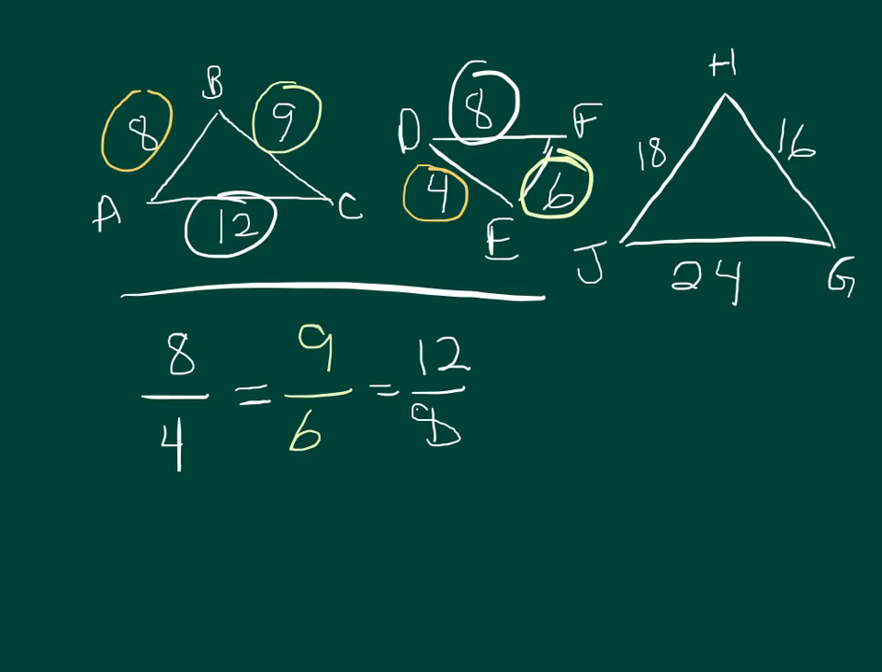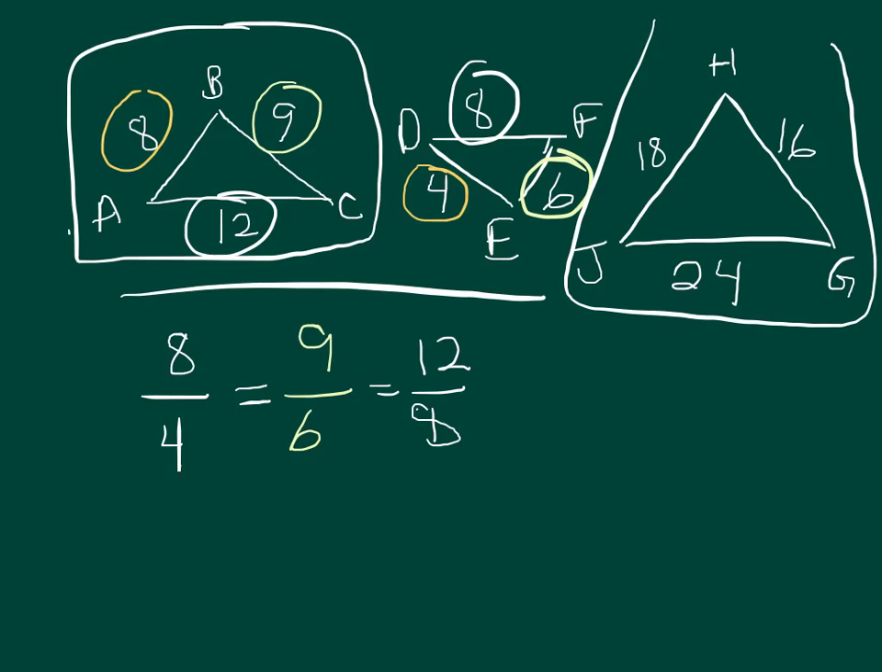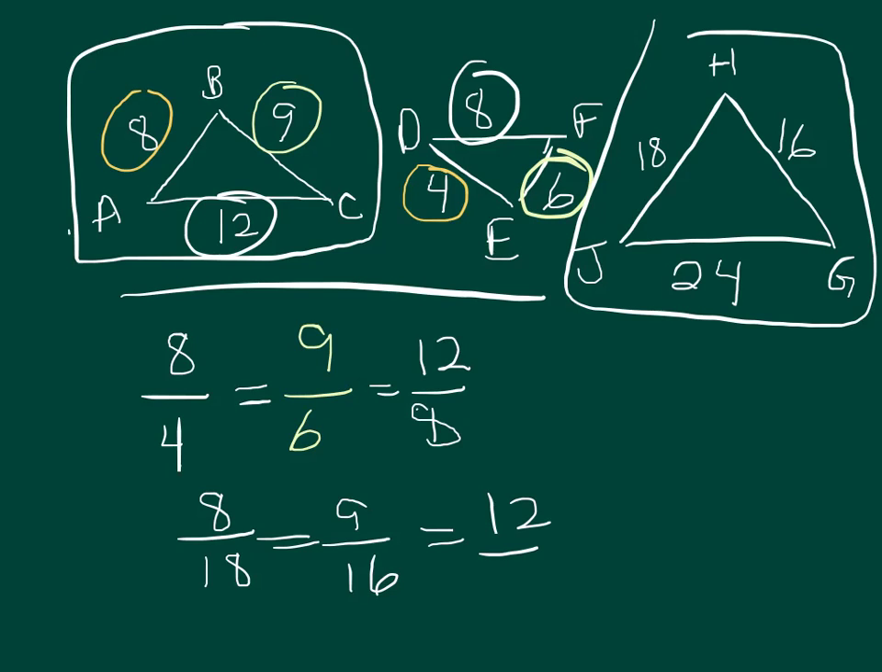Which triangles do we think that they could be compared to? Let's go for this first one and the last one. Okay, so let's write the similarity statements. Let's find the shortest side again. So 8 over 18, does it equal 9 over 16? And does that equal 12 over 24?